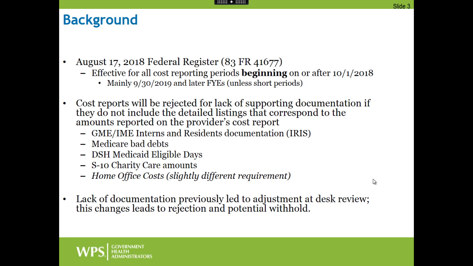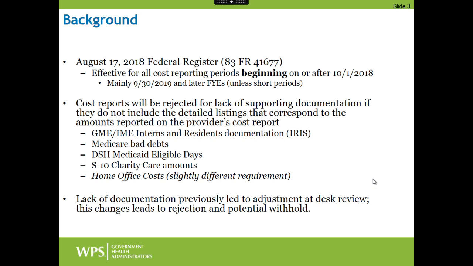So the change, we're going to go through the various paragraphs of change through that Federal Register, but the main change is that the cost reports will now be rejected for lack of supporting documentation if they do not include detailed listings for the items included in this list that correspond to the amounts reported on the provider's cost report. So in other words, if you report a certain bad debt amount, you need to have the documentation in the form of a listing that details that amount. It has to correspond to the amount you've reported.